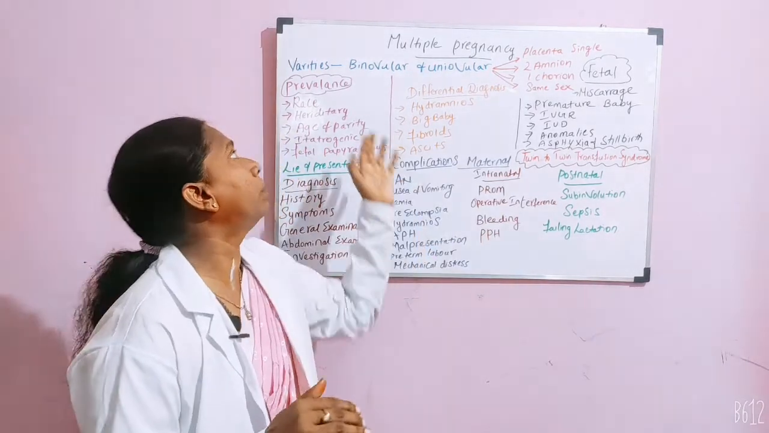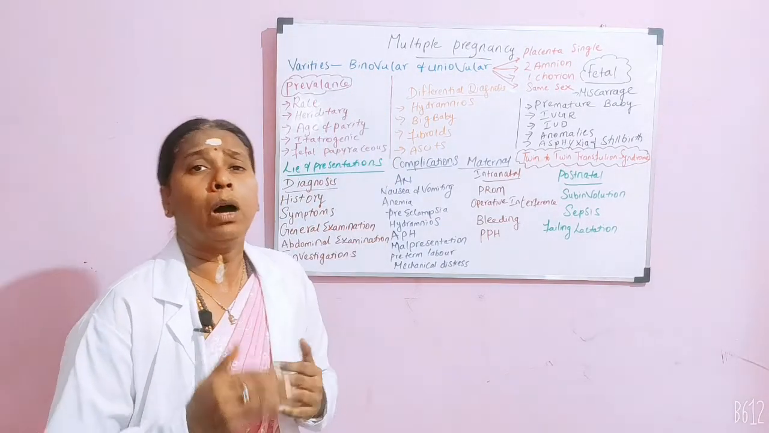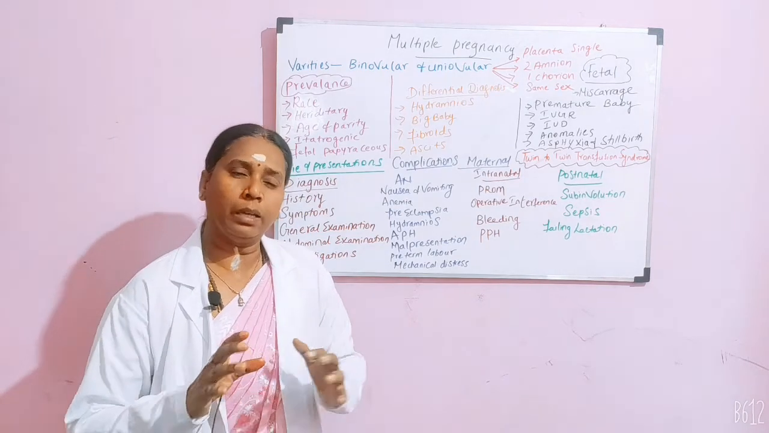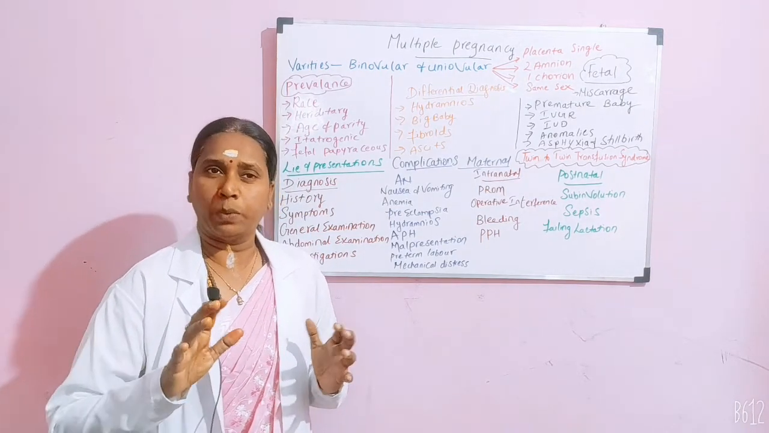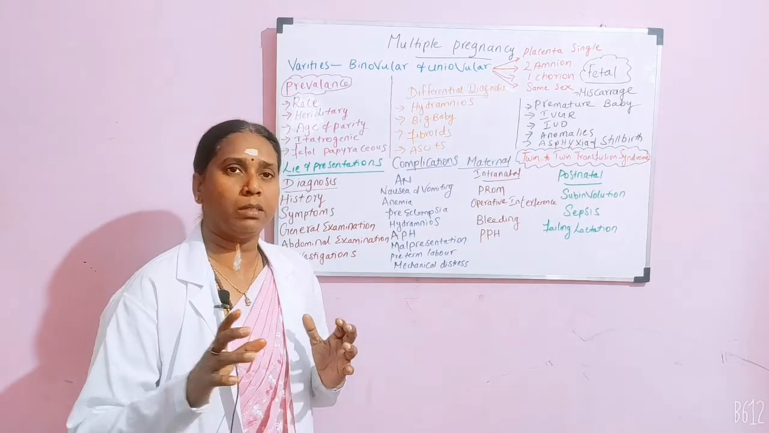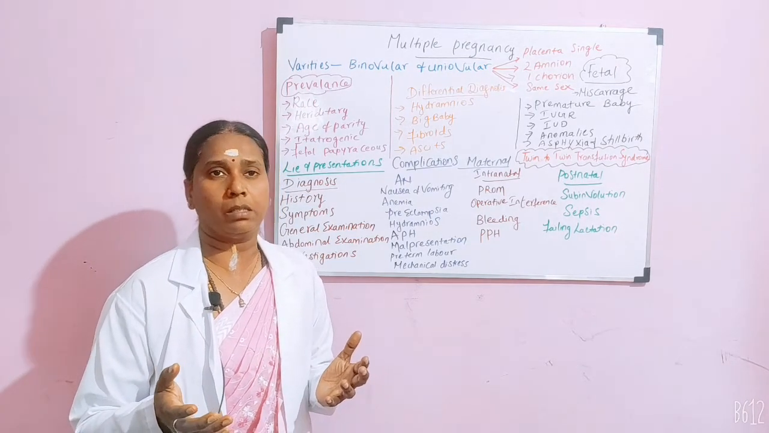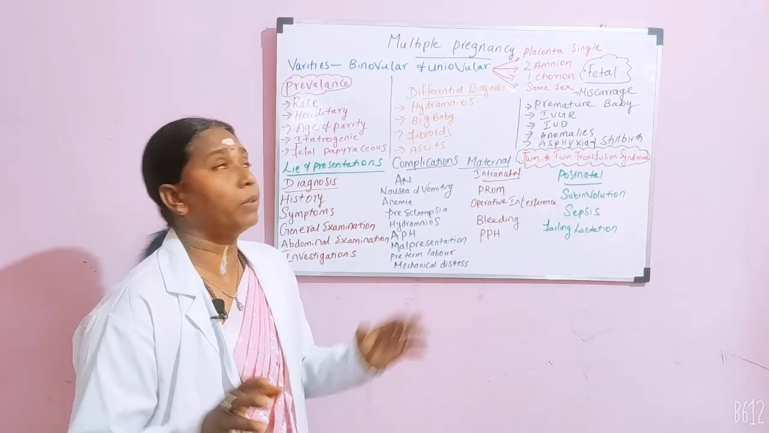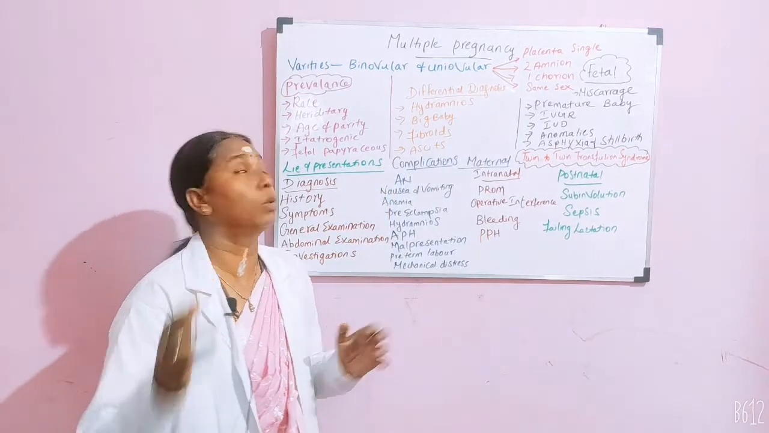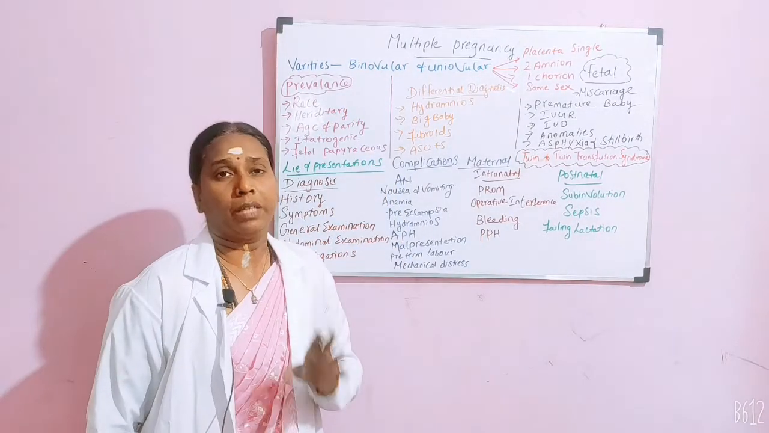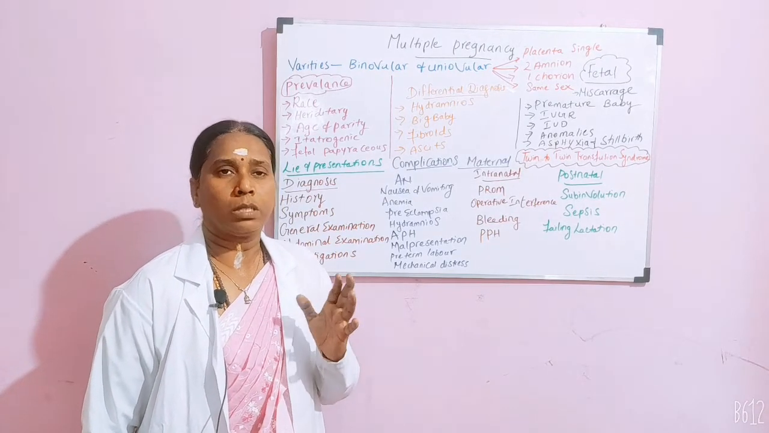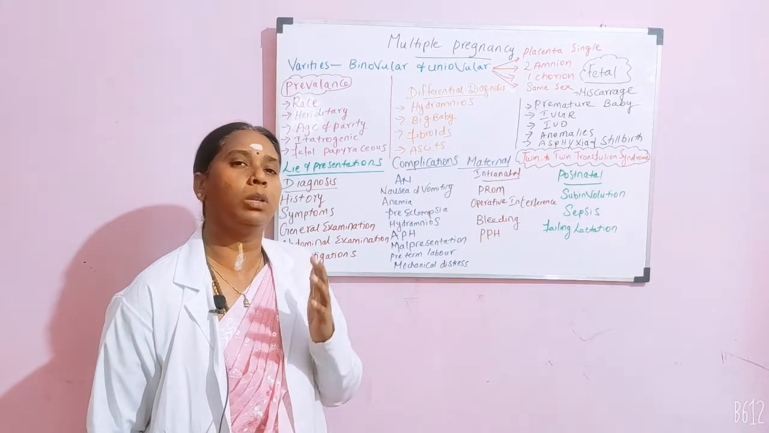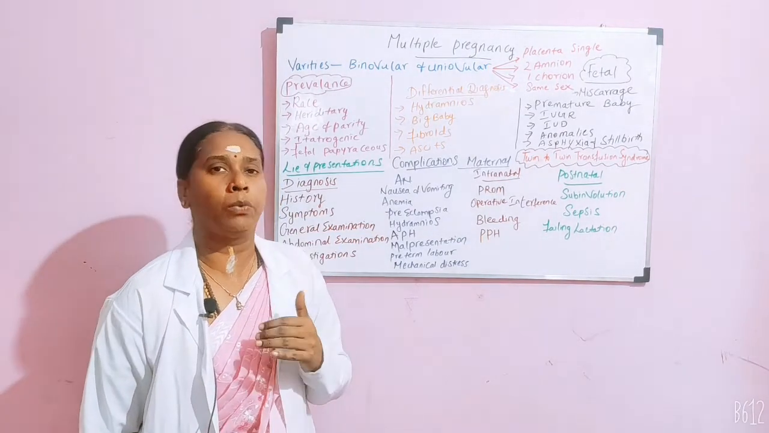When we come to the prevalence, who are at utmost risk of getting twin pregnancies? Twin pregnancy is very interesting. You have two babies, the growing up phase is easy, but there are a lot of complications also during twin pregnancies. So who has the highest risk? When we come to race, Negroes have the highest incidence of twin pregnancies, and Mongolians have the lowest incidence.